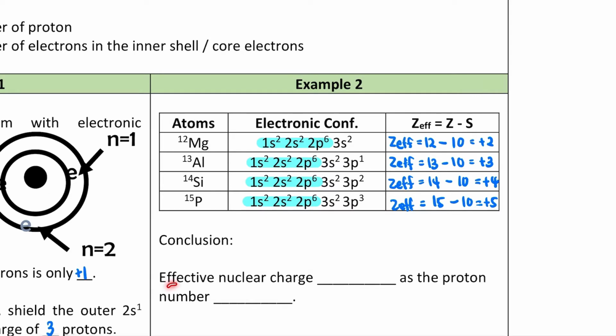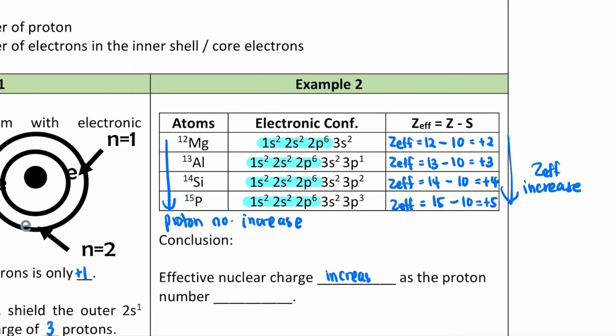Alright, and then the conclusion: the effective nuclear charge as the proton number increases. We can see that the proton number increases, so let's see what happens to the effective nuclear charge. The effective nuclear charge over here also increases. Alright, so we can fill in here: effective nuclear charge increases as the proton number increases.